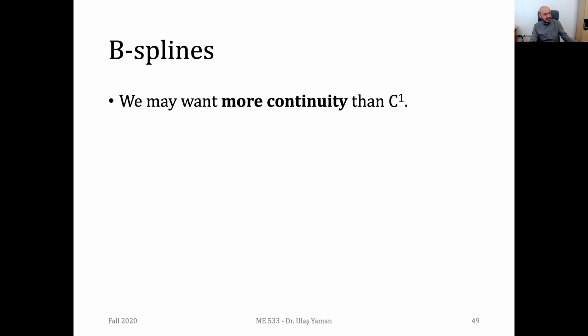Now we will jump to a different topic. These are called B-Splines. Actually, B stands for basis splines. But this time our aim will be to obtain splines having continuity higher than C1.